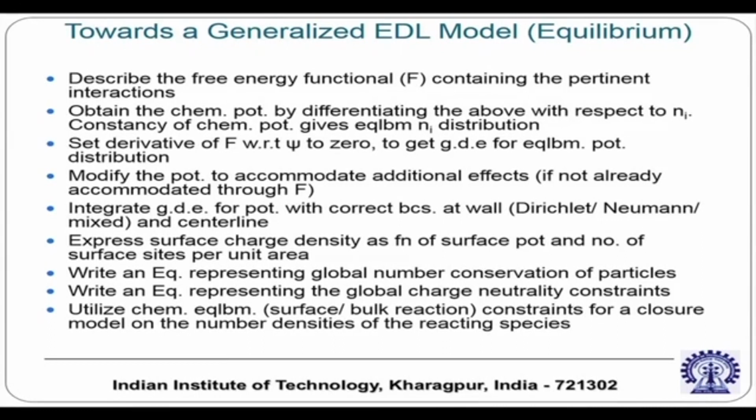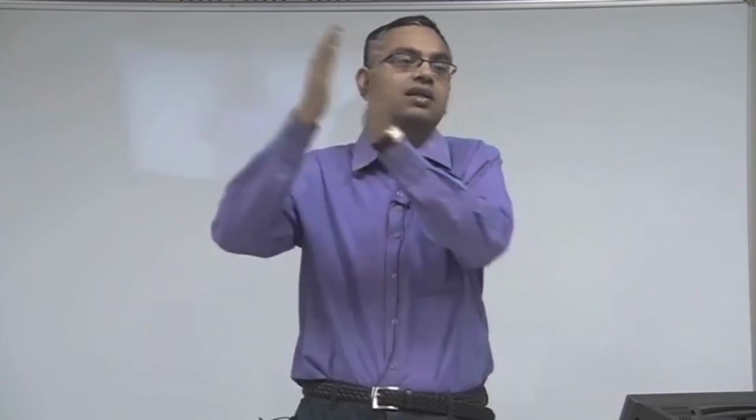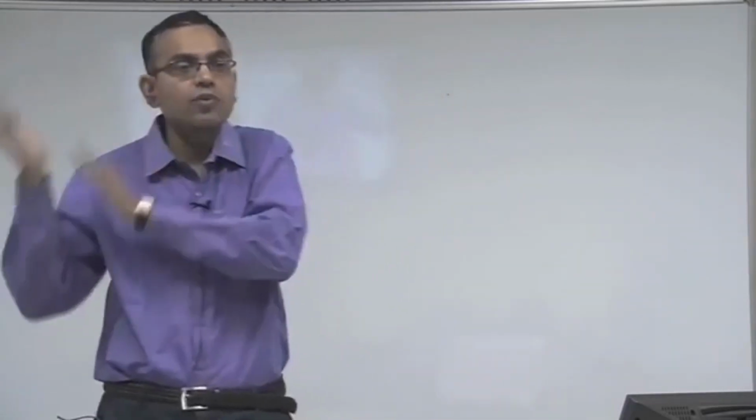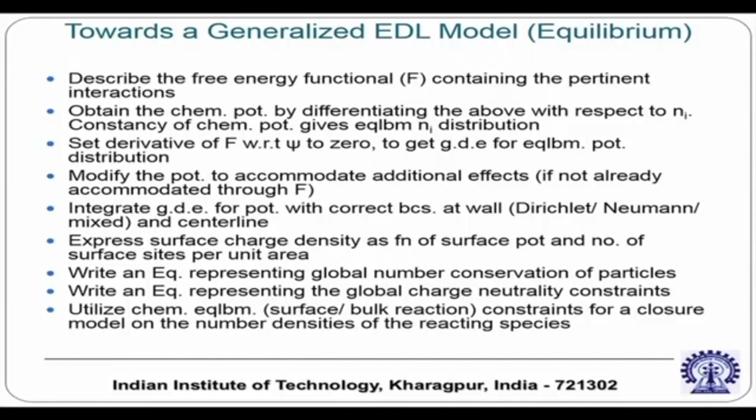Modify the potential to accommodate additional effects if you have not already accommodated through the free energy. So there are two ways in which you can do. One is you directly write the corresponding contribution in the free energy, or if it is difficult for you to express that in form of the free energy, you write the free energy of the base case, find the chemical potential by differentiating this and add additional interaction potentials with that chemical potential. So that is another way of looking into this.